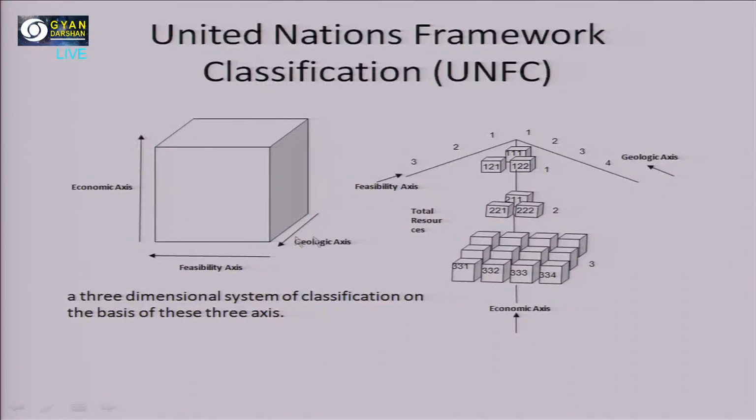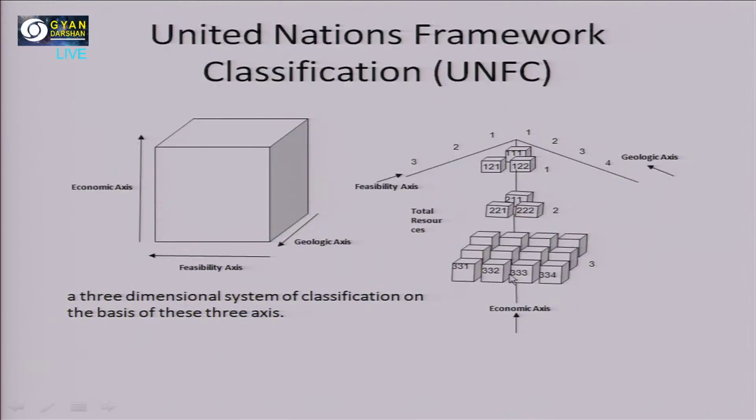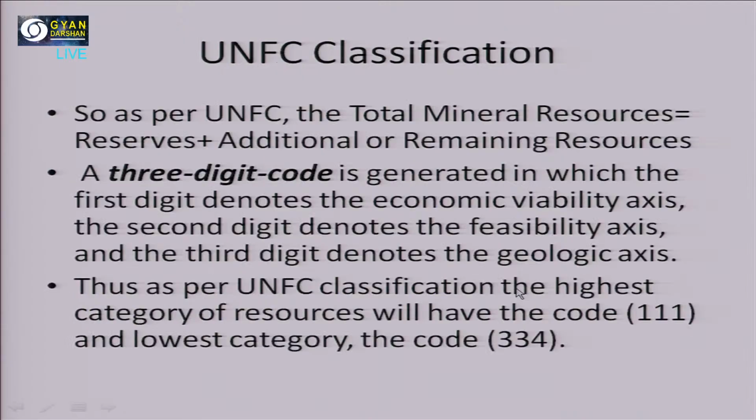So in terms of UNFC classification, if the code given is 111 based on these 3 axes, then it is the highest order or highest category of resources, and code 334 is the lowest order or lowest category of resources. So by now you must have understood how UNFC classifies the resources or mineral reserves of the country. Like in the booklet, or even if you study the India Yearbook, you'll see that for any resource or mineral reserves, it is written that total mineral resources is equal to reserves plus additional or remaining resources. I've just explained what the additional or remaining resources are, which are less economically viable, and in course of time they might become reserves, or they might become economically viable.